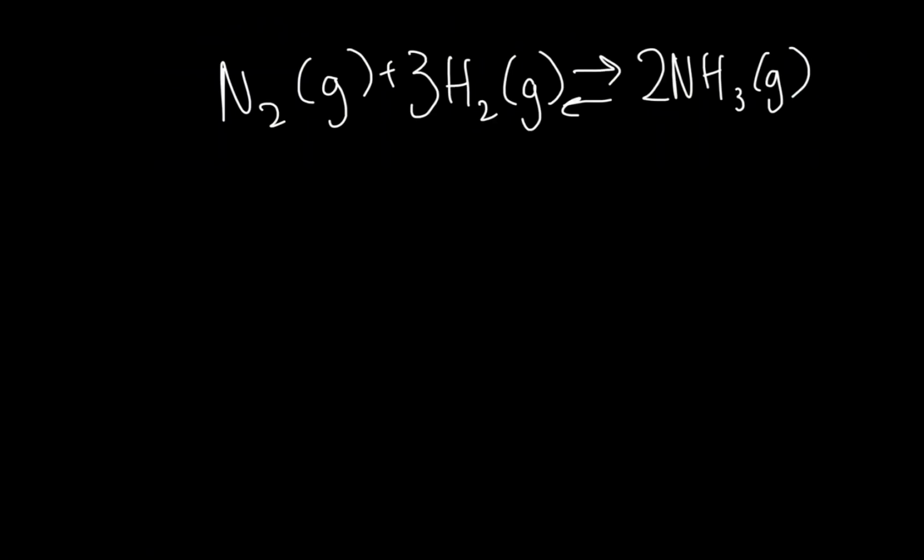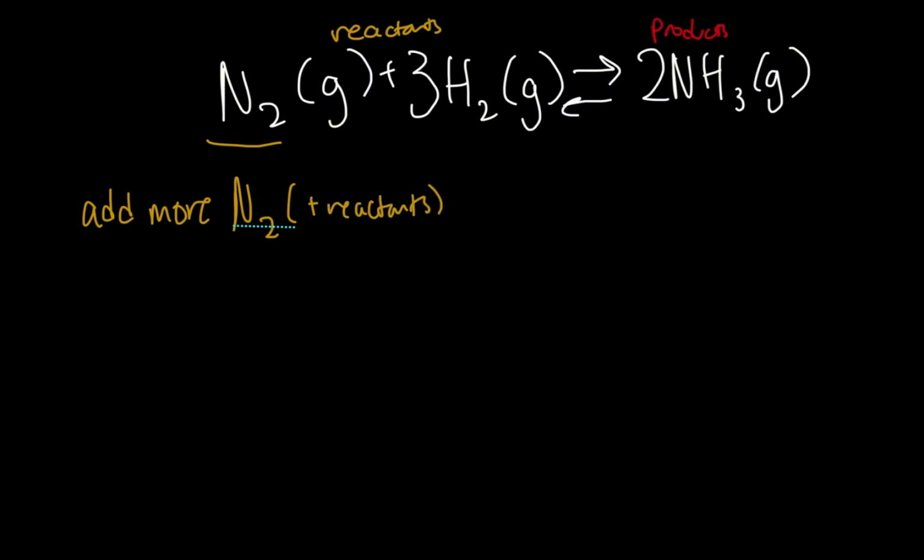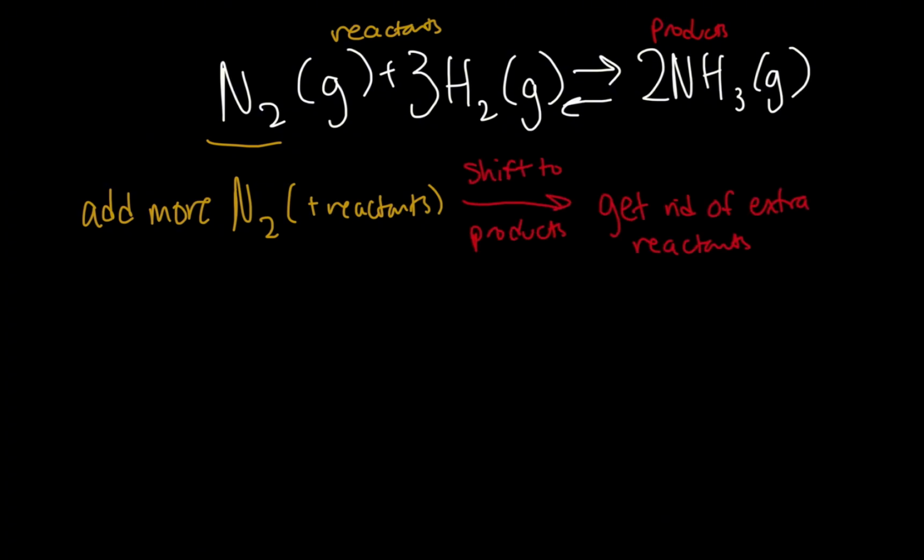So let's just bring back the Haber process for just a moment, and we're going to talk about how the equilibrium changes when we add stresses. So here we have our reactant on the left side, and here we have our product on the right side. Let's say I want to add some more nitrogen. Add more N2, which is in the reactants. That means I'm adding to the reactants. This disturbs the equilibrium, meaning that now I have to shift to the products in order to reestablish that equilibrium and get rid of the excess reactants. So I'm going to shift to the products, and that's going to help me get rid of the extra reactants.